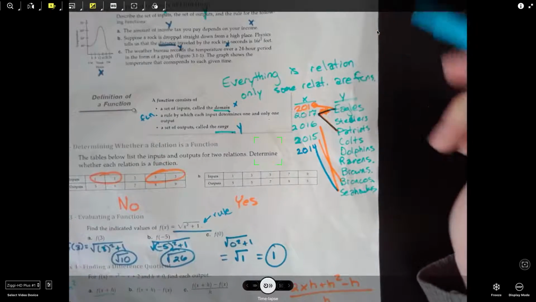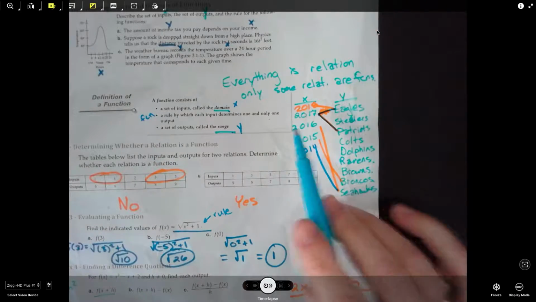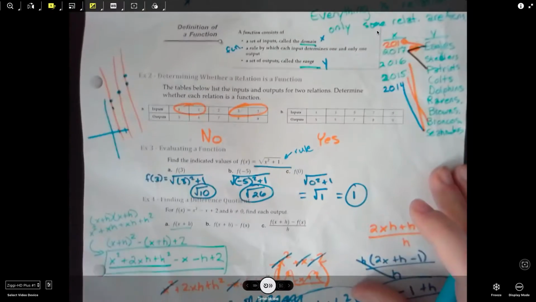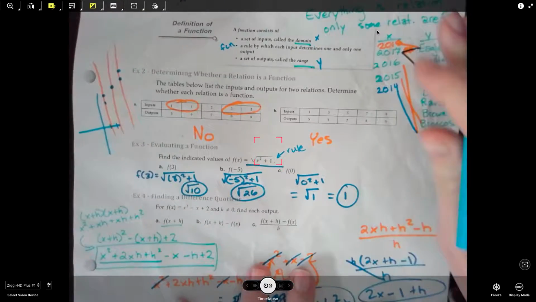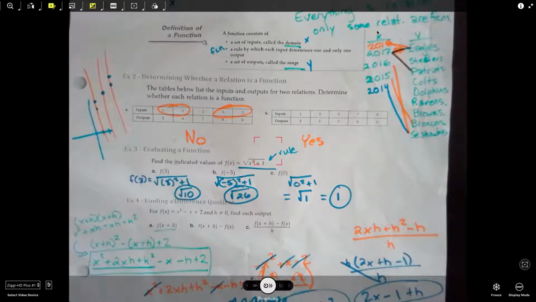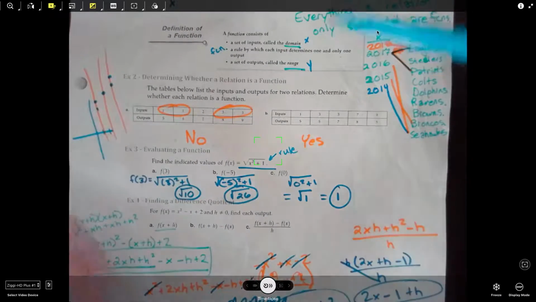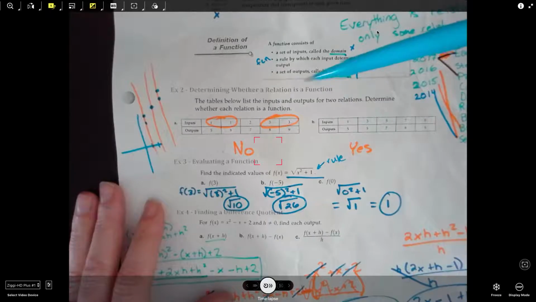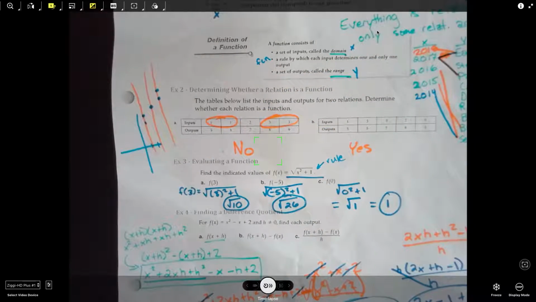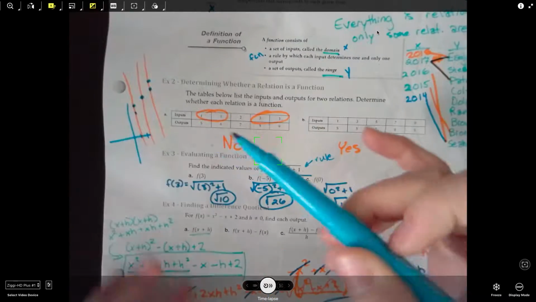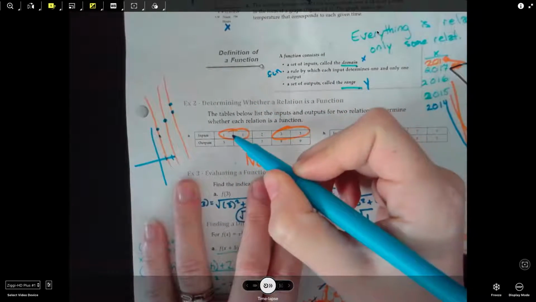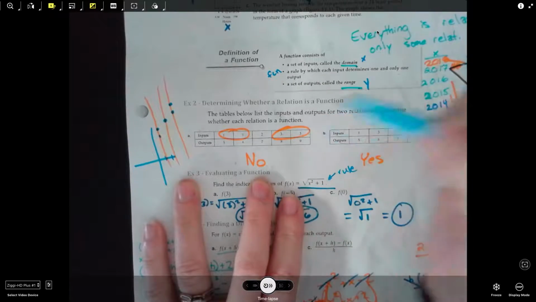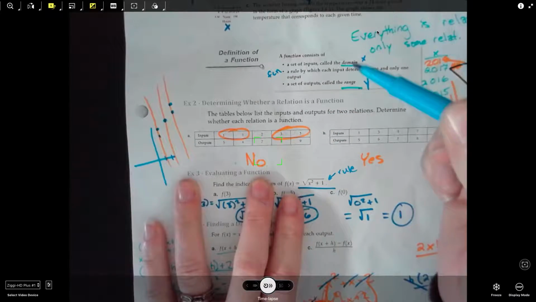So everything is a relation. Only some of them are functions. We're going to talk about those in equation format in a second, but I like relating that to the Super Bowl because you can see it a little bit easier. So determine whether a relation is a function. The tables list values, and this one is a no because the 1 is listed twice for the x-coordinate and the 3 is listed twice for the x-coordinate.